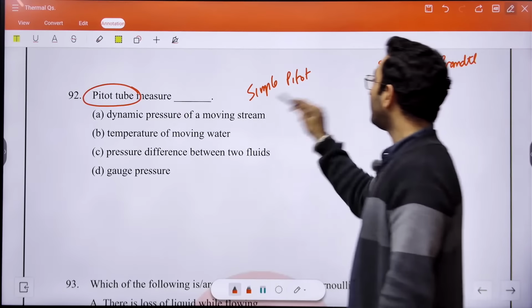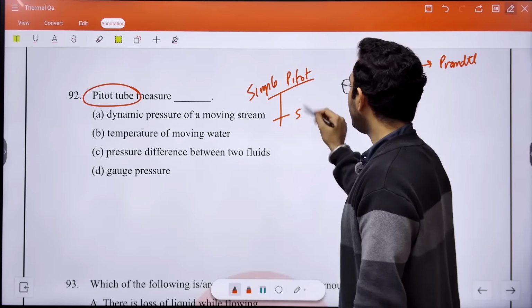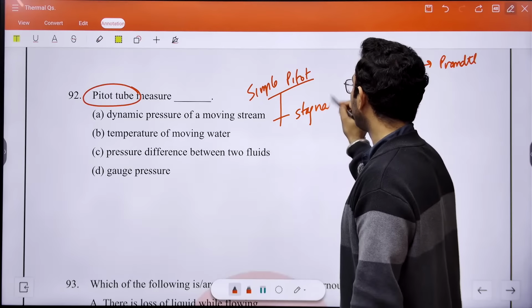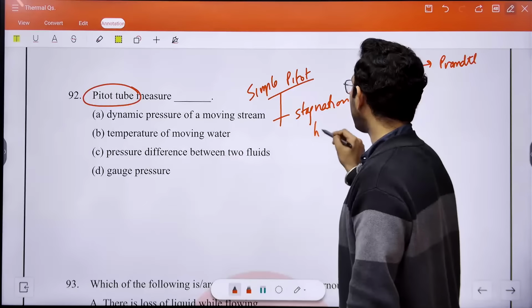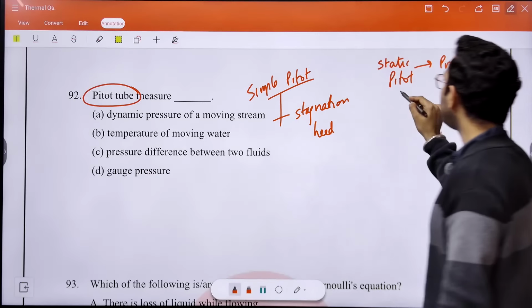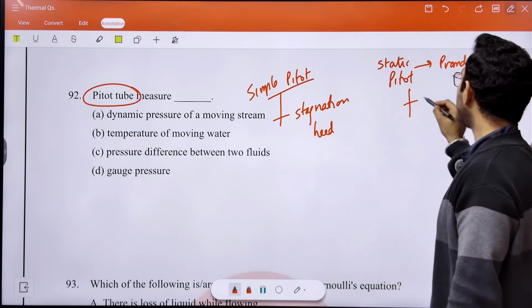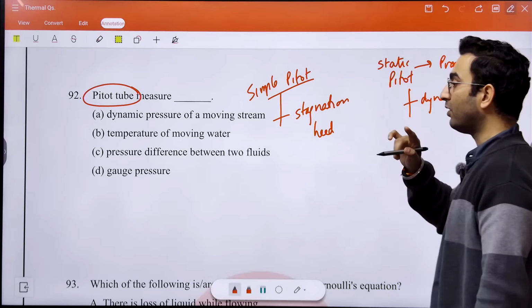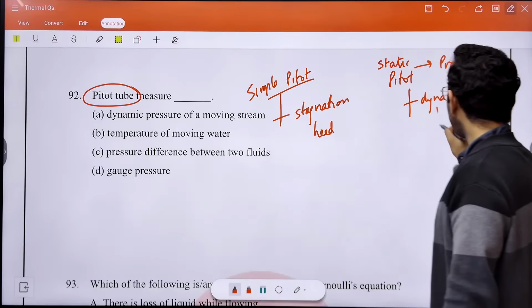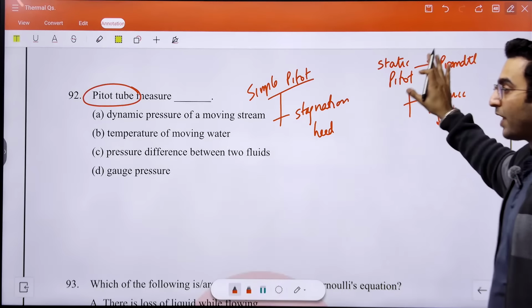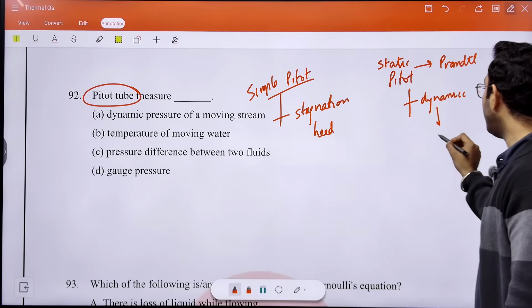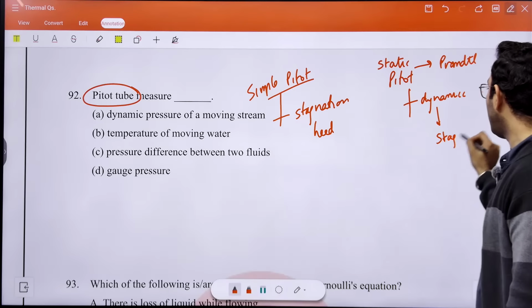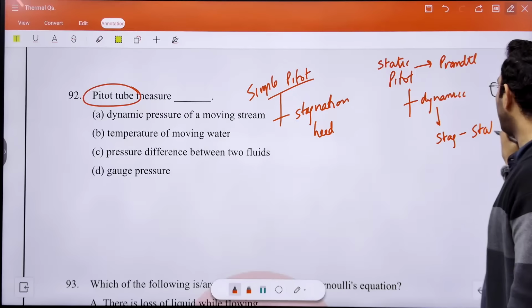Okay. The simple pitot tube measures the stagnation head here. But if we talk about this static pitot tube, it measures the dynamic head here. Okay, remember that. The static pitot tube directly tells you the difference between the stagnation head minus the static head.